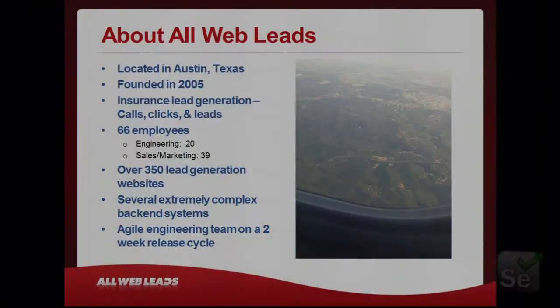We have 66 employees right now, or when I made this slide we did. About 20 of those are in the engineering department. 39 of those are in the sales and marketing departments combined. We operate over 350 LeadGen websites. They all have different brands targeting different audiences. And it turns out the back-end systems are pretty complex, which I didn't expect going into it when I started working there, but there's a lot of complex logic in there. And our engineering team operates on an agile release cycle of 2 weeks.